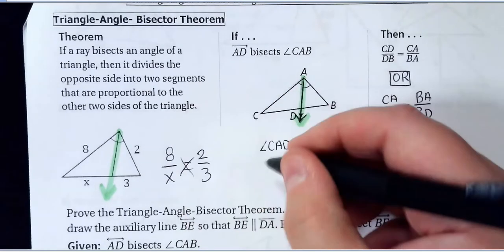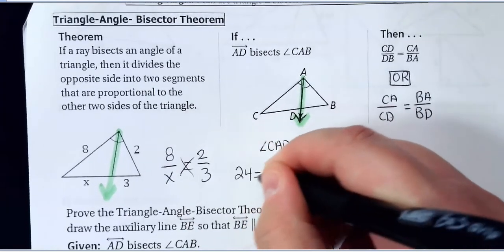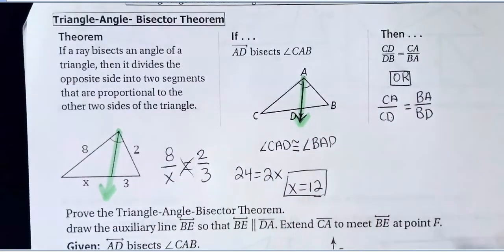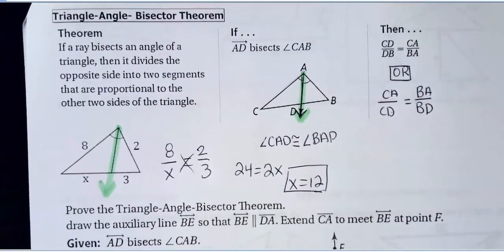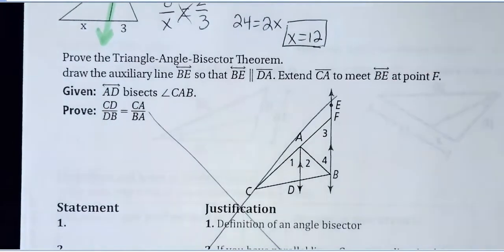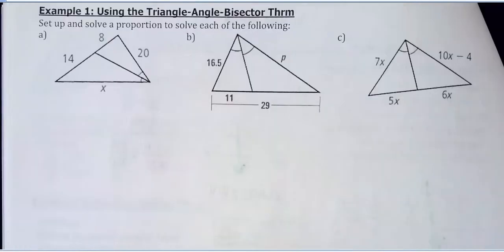Cross multiply here real quick. Get 24 is equal to 2x. So x would be 12. And then I'm going to go ahead and skip the proof. So just this bottom part, just don't worry about this. Just cross this off. And then we're going to skip on to the next page.